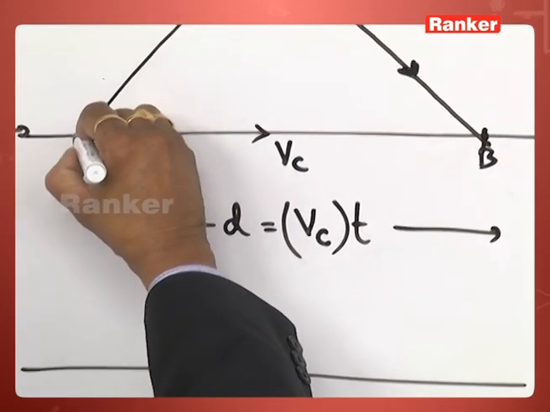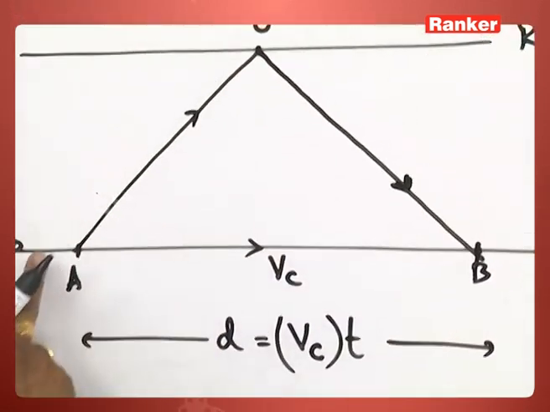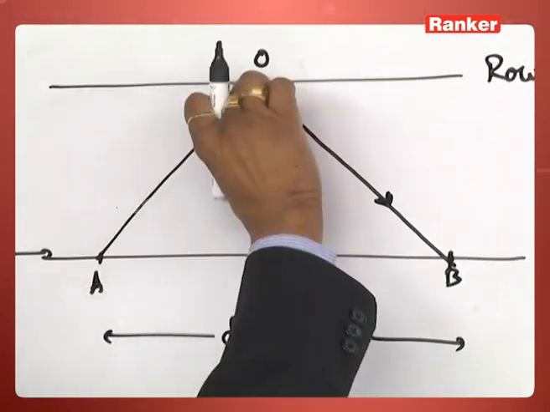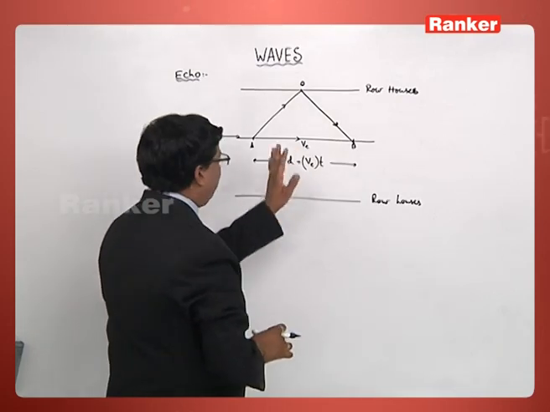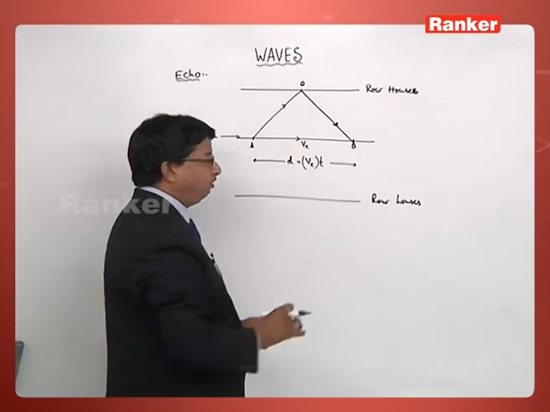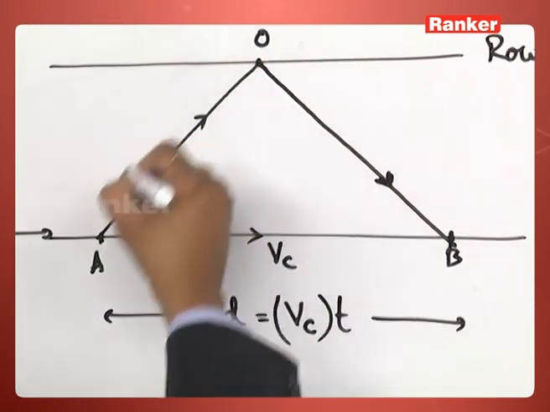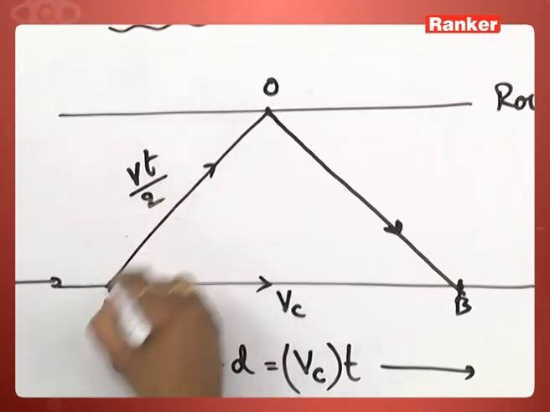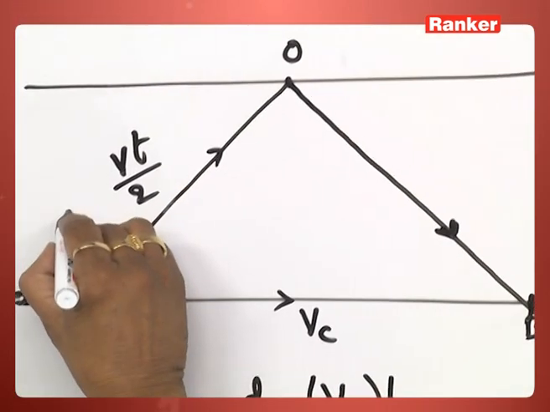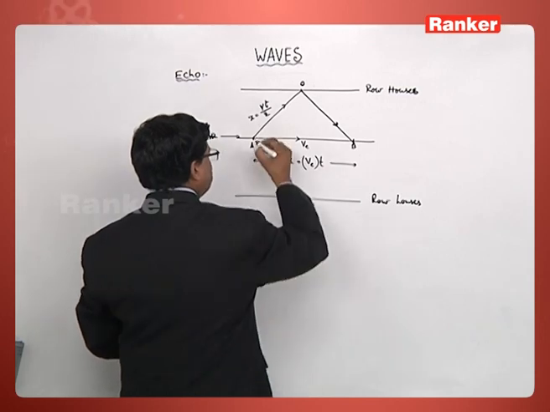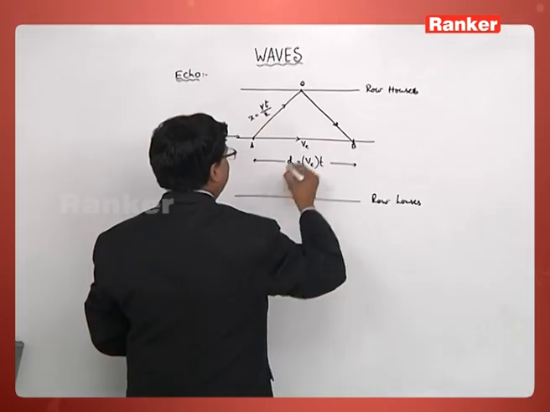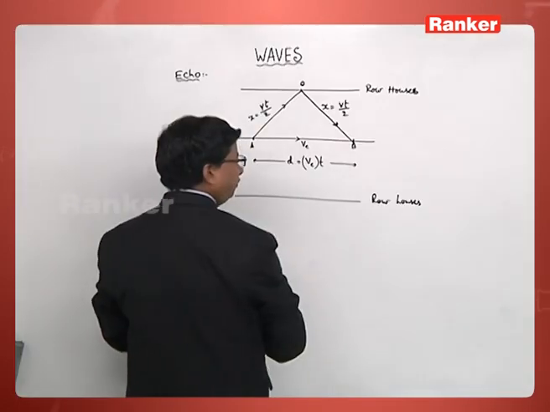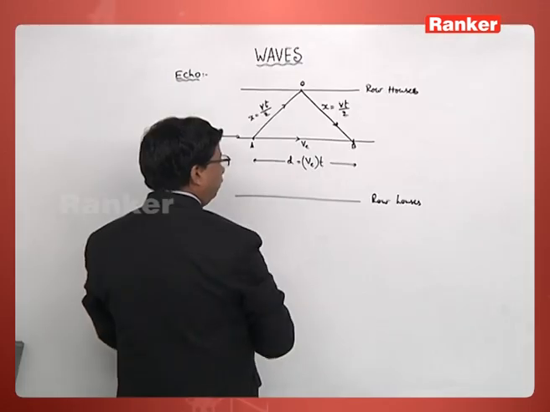Now from A to O, the speed of sound is V, and the time taken by sound to reach from A to O is T by 2, only half the time. Then what would be this distance? This distance is simply Vt by 2. That distance I can call x. So this x distance, this is x distance once again, that is, x is equal to again Vt by 2. This is Vc into T.